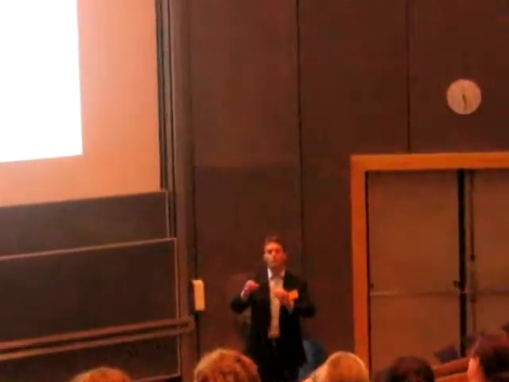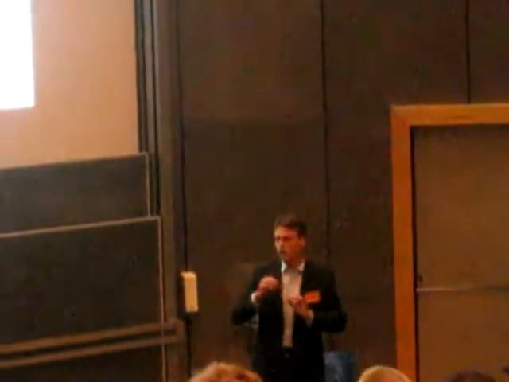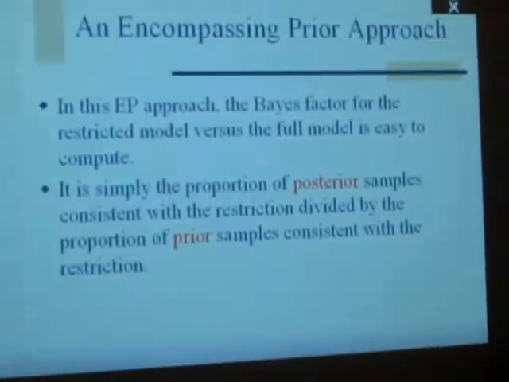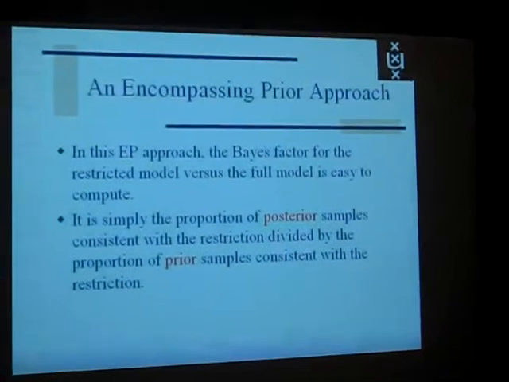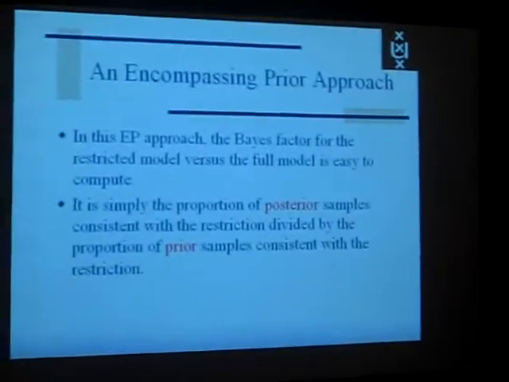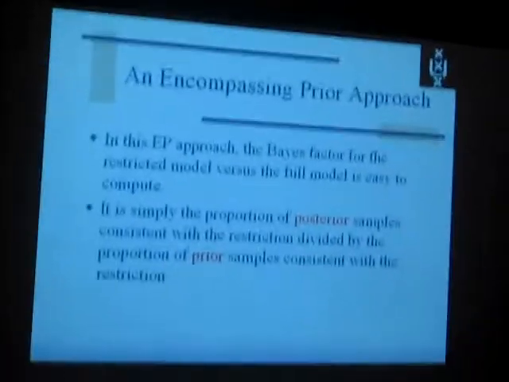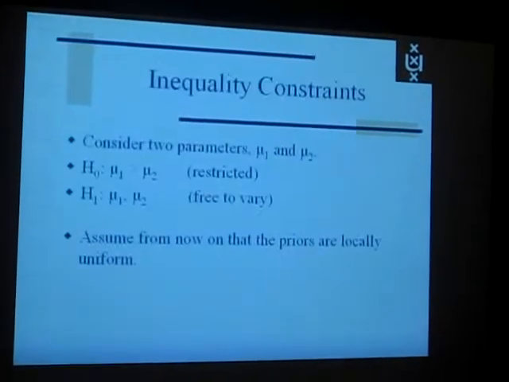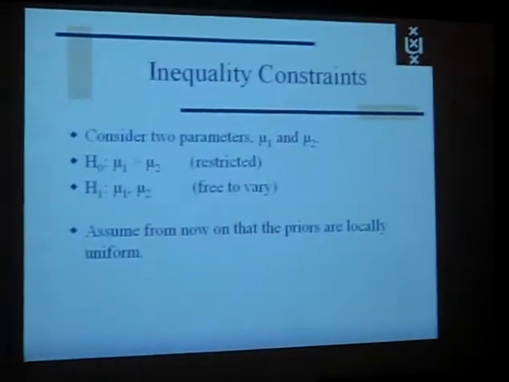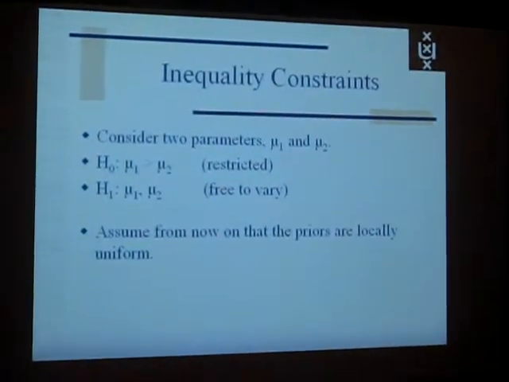You just look at how many of the posterior samples are consistent with your restriction and how many of the prior samples are consistent with your restriction. And then the ratio of those two is your Bayes factor. So to make this more clear, we're going to go over 3 examples.